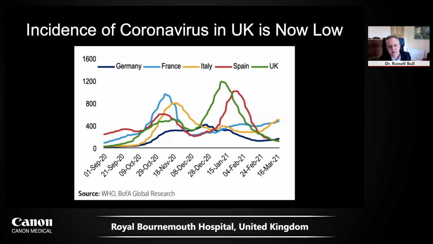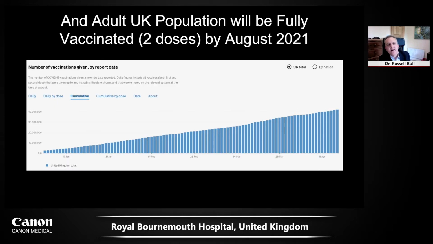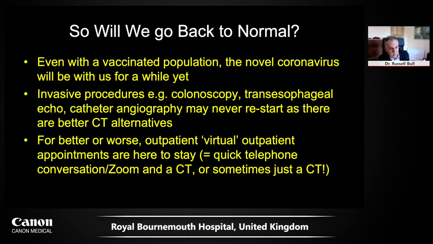So the incidence of coronavirus in the UK is now really low. It's going up and down in various European countries, but in the UK at the moment, it's low. And the adult UK population, as is the case in a lot of the rich world, is becoming fully vaccinated. In the UK, they'll be fully vaccinated with 2 doses by August 2021. So the question is, once we're all vaccinated, once the incidence stays very low, will we all go back to normal? Well, I don't think we will, for better or worse.